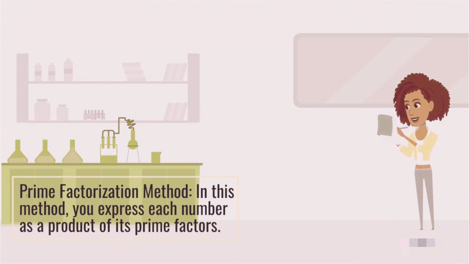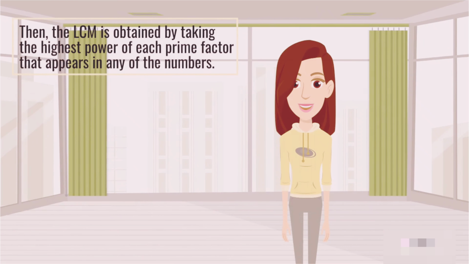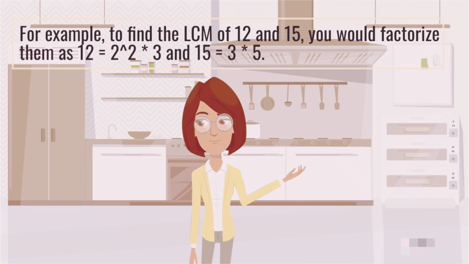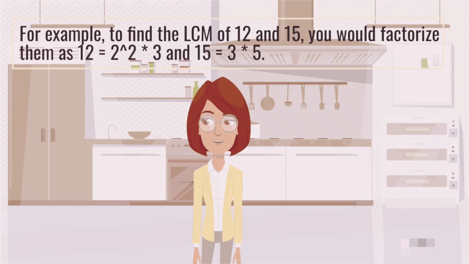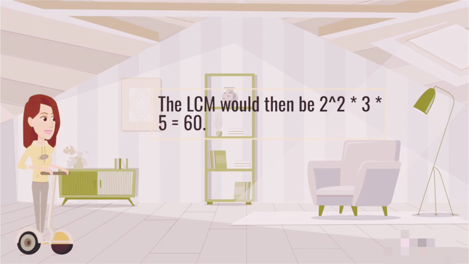Prime factorization method. In this method, you express each number as a product of its prime factors. Then, the LCM is obtained by taking the highest power of each prime factor that appears in any of the numbers. For example, to find the LCM of 12 and 15, you would factorize them as 12 equals 2 squared times 3 and 15 equals 3 times 5. The LCM would then be 2 squared times 3 times 5 equals 60.